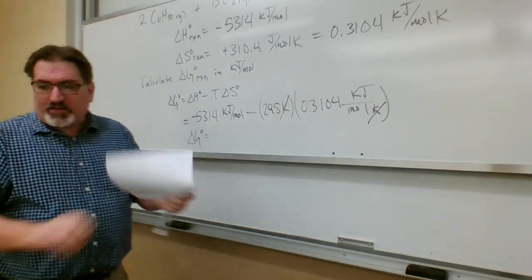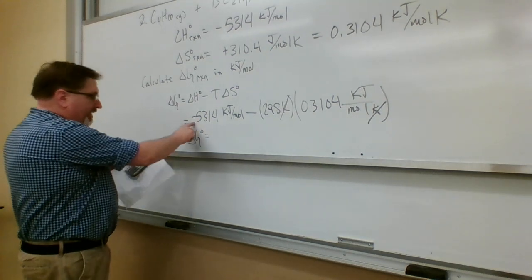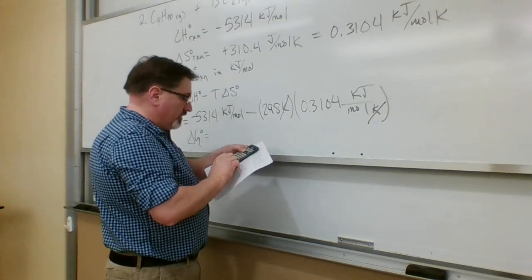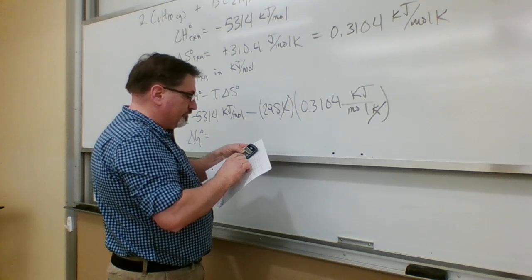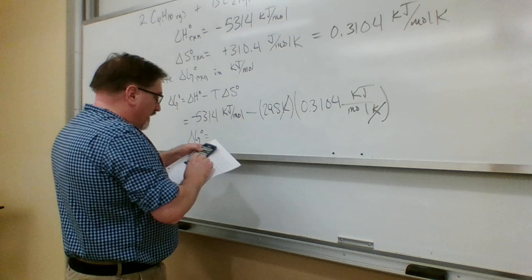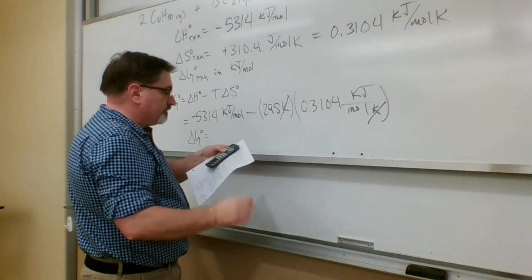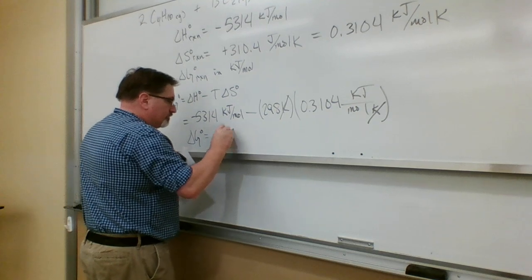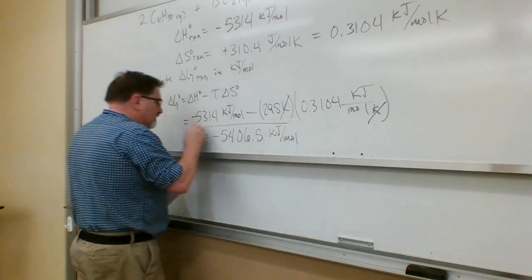So delta G, we can calculate that pretty easily. 5314, remember to make it negative. So minus 5314 on my screen, minus 298 times 0.3104. Messed that up. 5314, flip the sign, minus 298 times 0.3104. Minus 5406.5. So that is delta G.